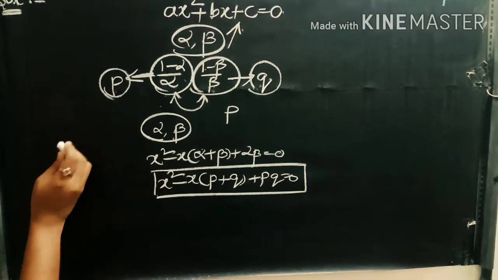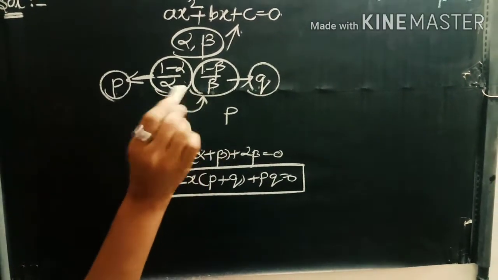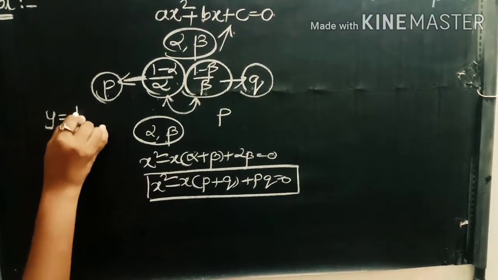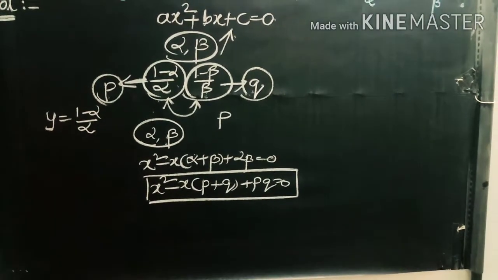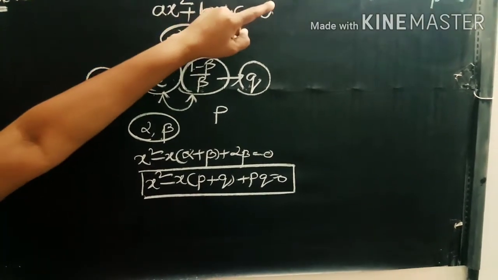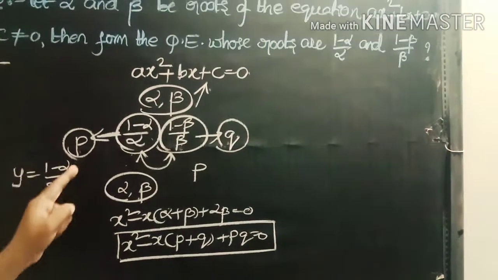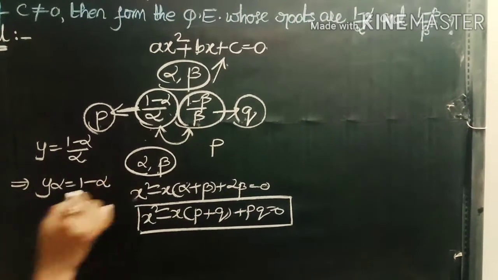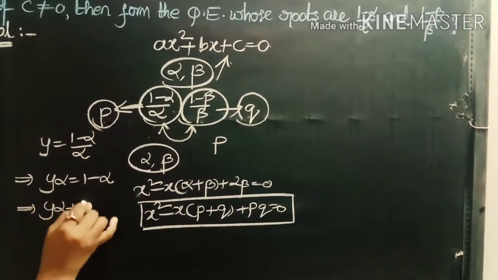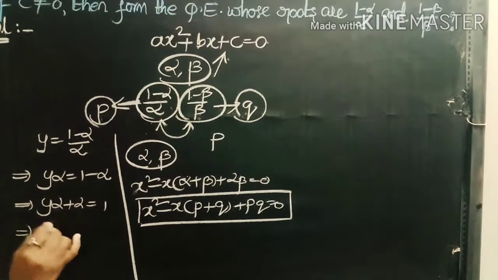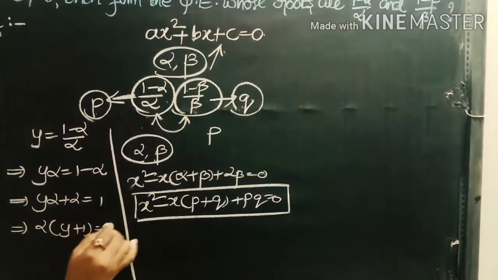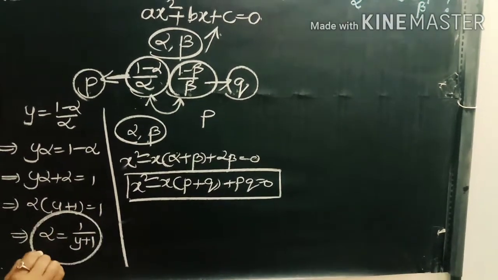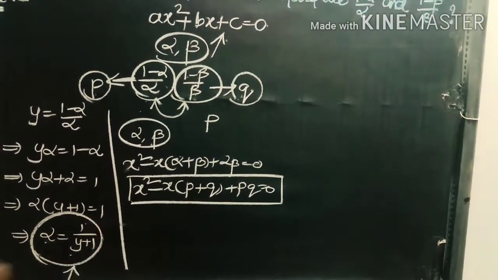The second procedure is: now we want to find the quadratic equation with the roots (1 − α)/α and (1 − β)/β. So first we take one of the roots as y, that is y = (1 − α)/α. Then yα = 1 − α, which implies yα + α = 1, then α(y + 1) = 1, so the value of α is 1/(y + 1).